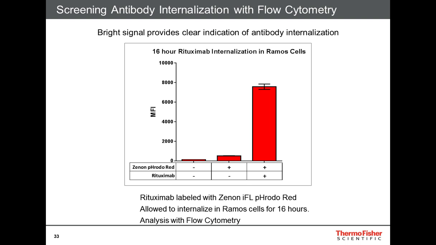And so what we see in the case of suspension cells analyzed with flow cytometry is if we use the Zenon IFL Frodo red to label rituximab, we only see this bright positive signal when both the antibody and the Zenon are present. If we add only the Zenon Frodo red, as you see in the middle column, we have a minimal signal, which makes sense because we are incubating our cells for 16 hours with a 50,000 molecular weight structure that can be non-specifically endocytosed. So this is an important control in this experiment to be sure that it is your antibody that is delivering the Zenon IFL Frodo compound into your cells. And so we have a very clear signal showing us internalization of this labeled antibody into our cells.